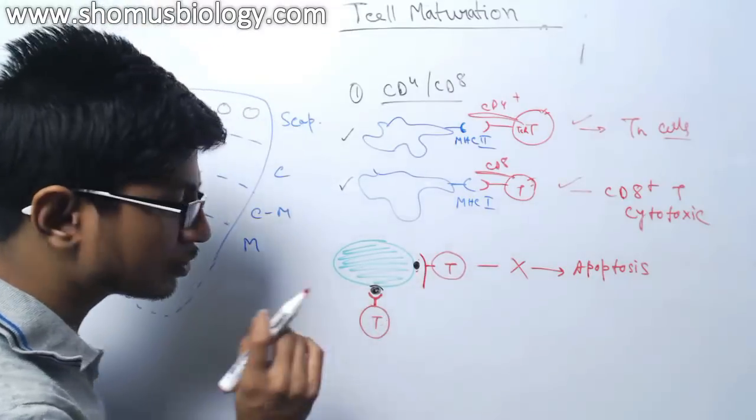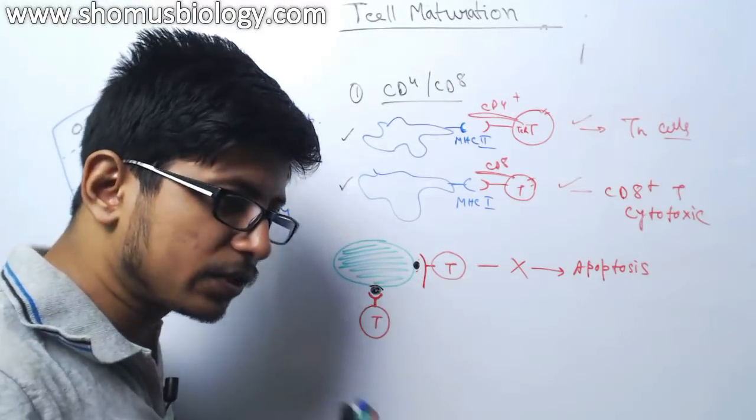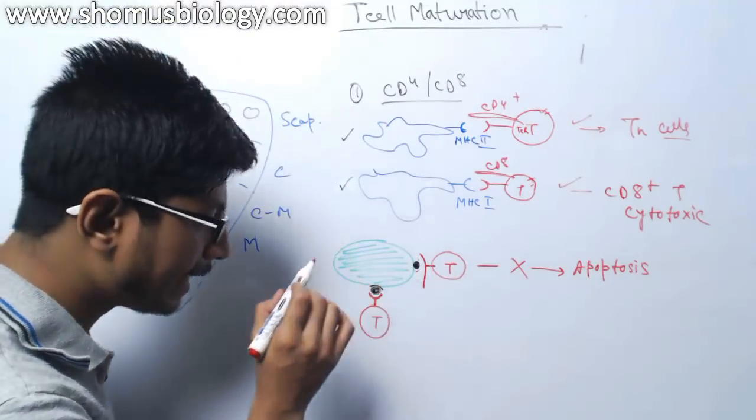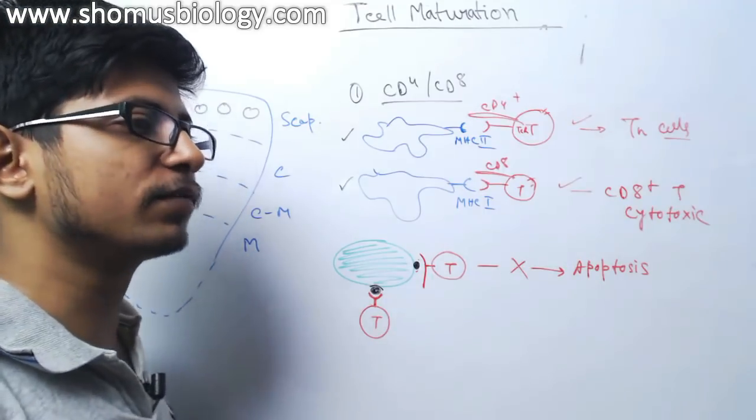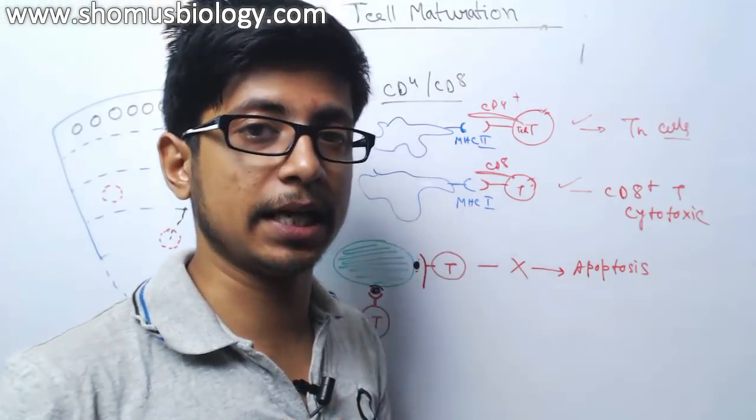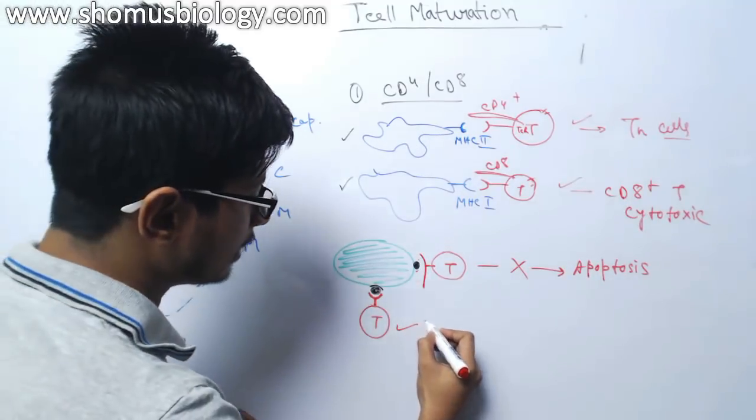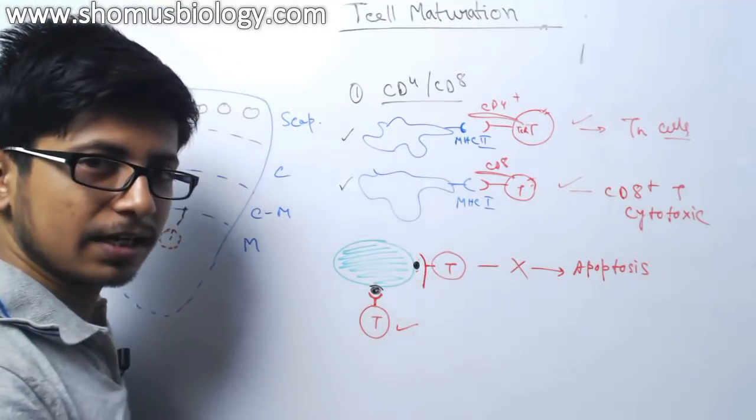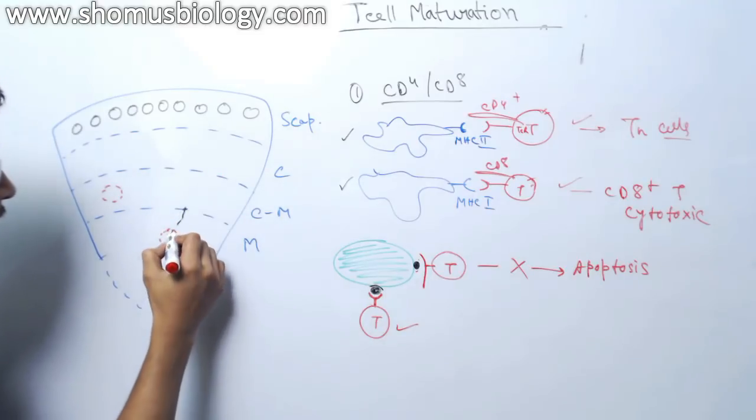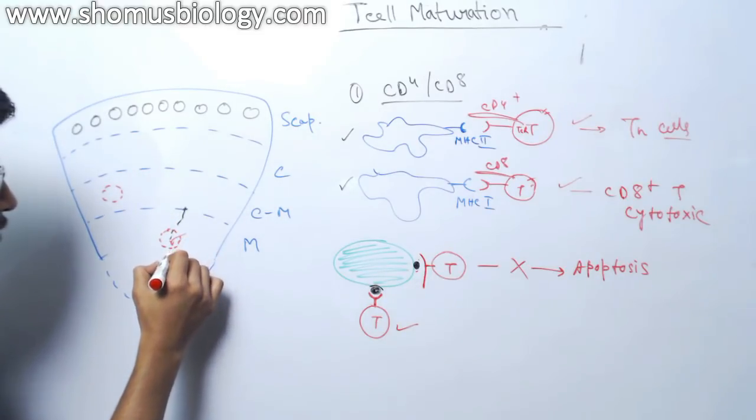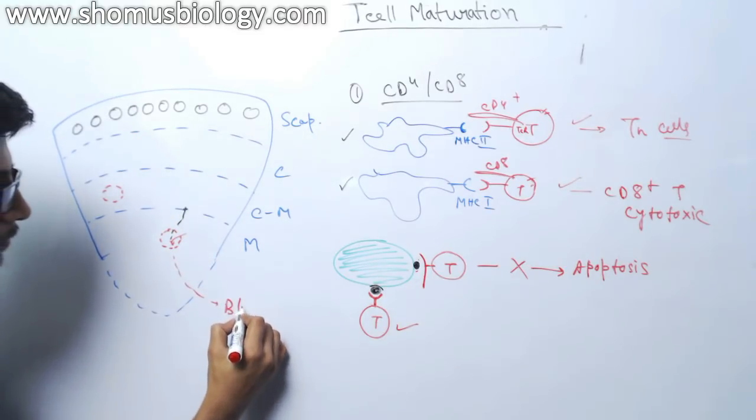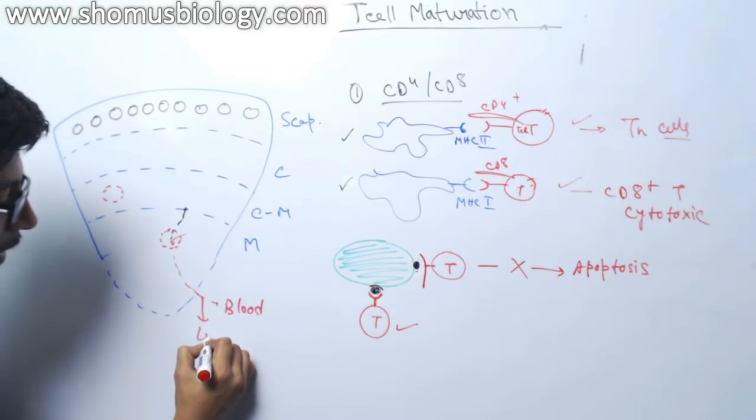That means this T cell's training is successful, its training is complete, that it can engage in attachment with the self molecule, it can understand what is self or not. So it has passed the exam. So now this cell can be released from this medulla through the high endothelial venules to the bloodstream or to the lymphatics.